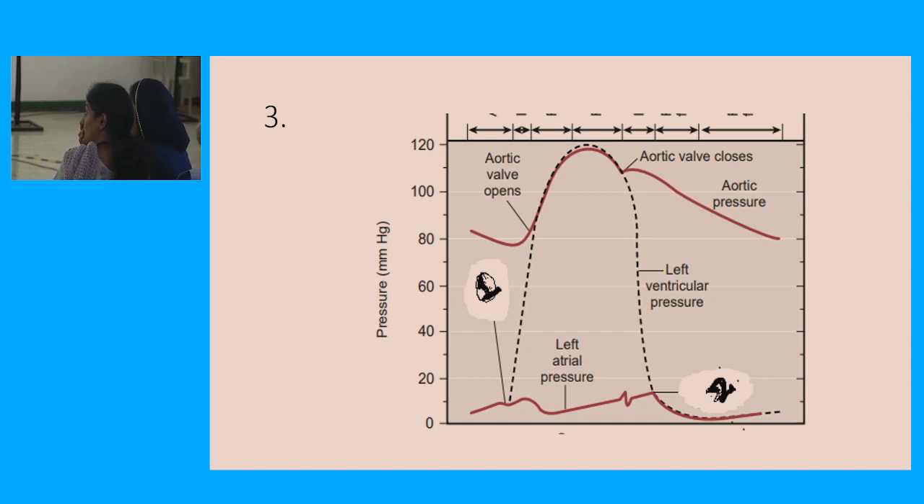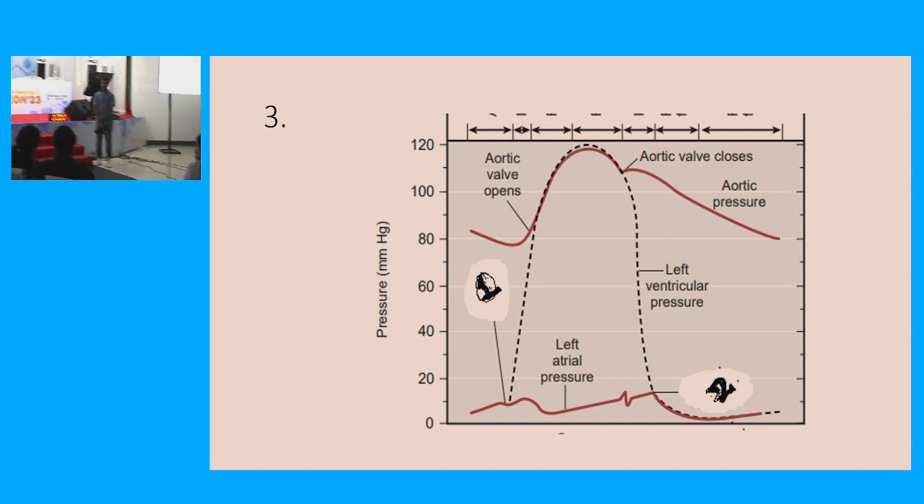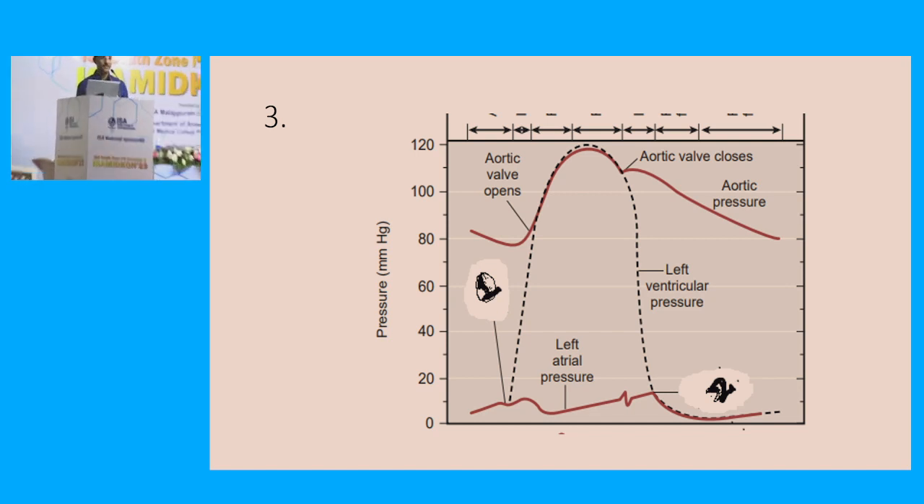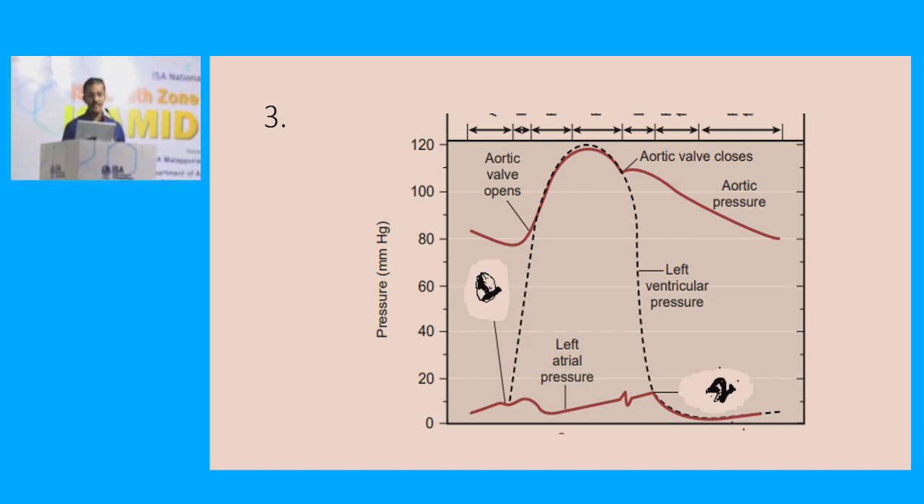Mitral valve closes. Oh, that's it. Very simple, no? Very good. It's closure of the mitral valve. Then after that, you can see the rise in the pressure during the contraction. That's right. 10 points to C.